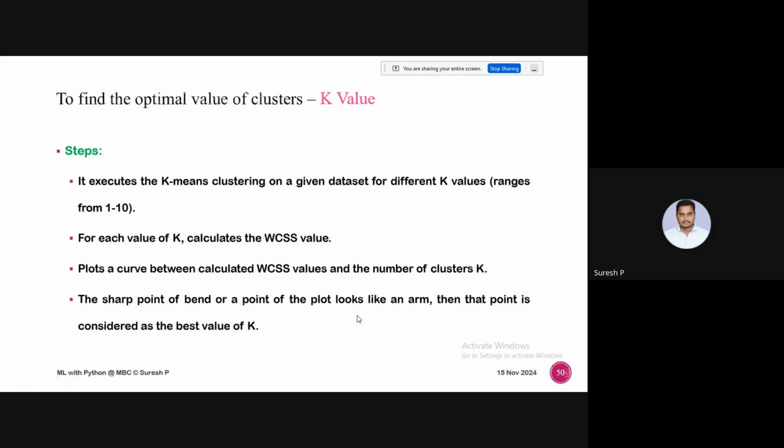To find the optimal number of clusters, it executes k-means clustering on a given data set for different k values, ranging from 1 to 10. For each k value, calculate the WCSS value, and plot a curve between the calculated WCSS value and the number of clusters. There will be a sharp point of bend, where the plot looks like an arm. That point will be considered the best k value.